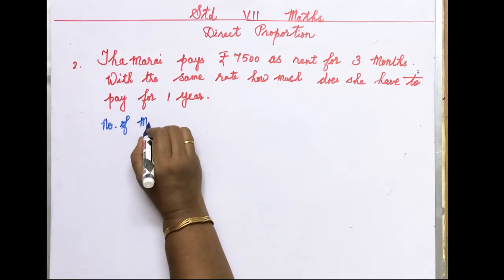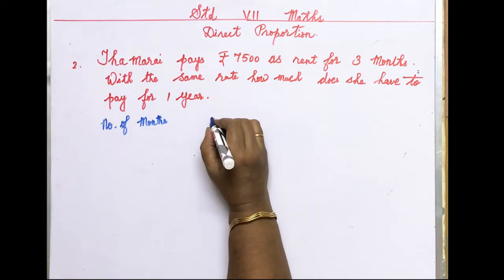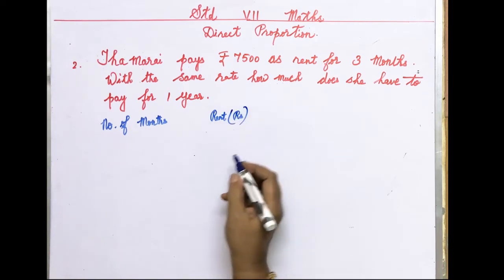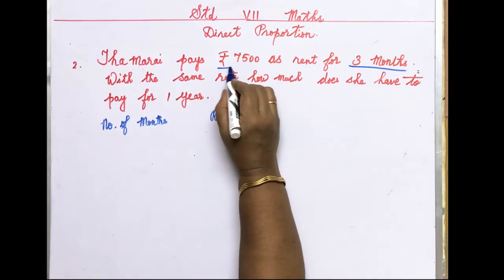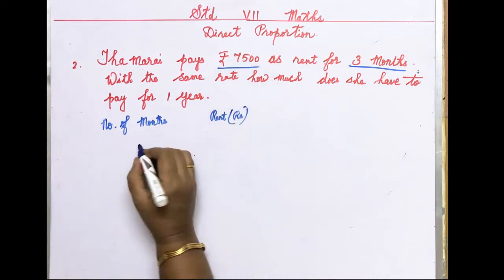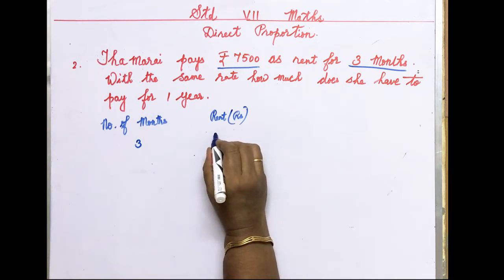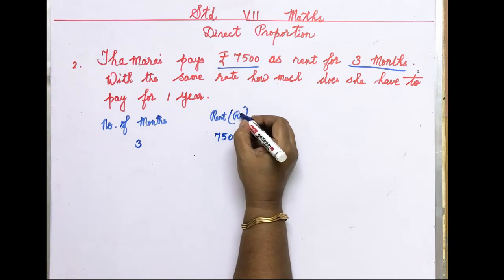So number of months, another one is rent. Rent is given in rupees. First, for 3 months she is paying rupees 7,500. So for 3 months, here we have to write only the amount, rupees we have to write only on the top.